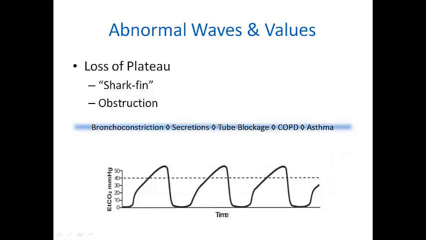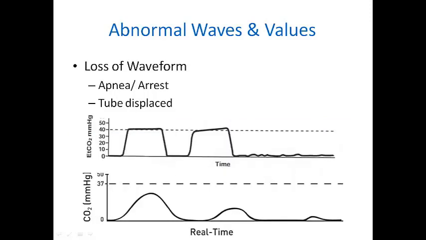Also, secretions and blockage within the tube are making it harder for this patient to offload the gases, and it's shown in a slurred measurement. Here we see apnea and arrest and tube displacement in the presence of a loss of waveform.